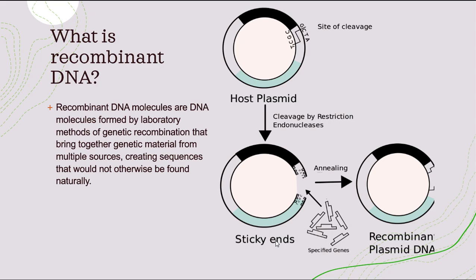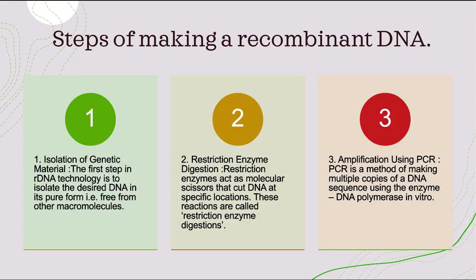What is recombinant DNA? Recombinant DNA molecules are DNA molecules formed by laboratory methods of genetic recombination that bring together genetic material from multiple sources, creating sequences that would not otherwise be found naturally. So what that means is that it's something created by scientists in laboratories. So it's a different DNA that's created by scientists in laboratories, and it's made in many steps. So let's see them. Okay.